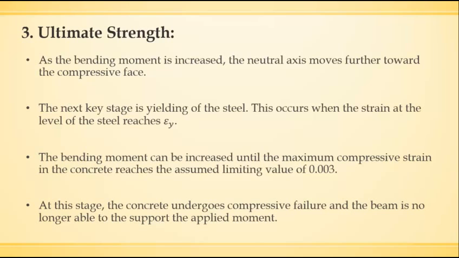The balance of forces establishes the location of the neutral axis, which will be C, and the ultimate moment equals As Fy Z, where Z is the distance between the tensile and the compression force. At this stage, the concrete undergoes compressive failure, and the beam is no longer able to support the applied moment.